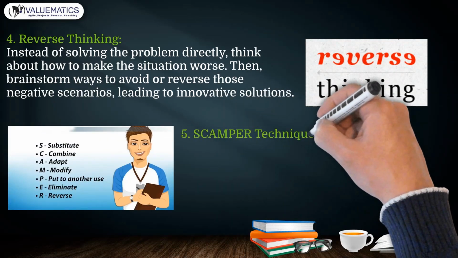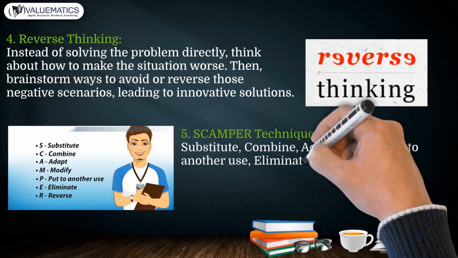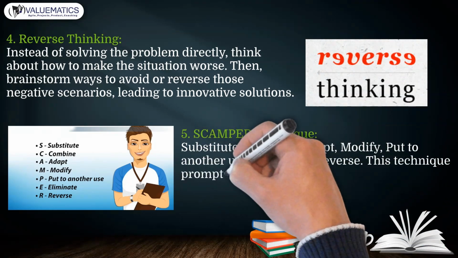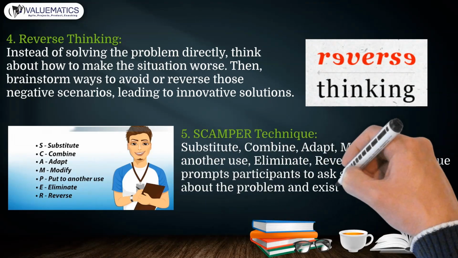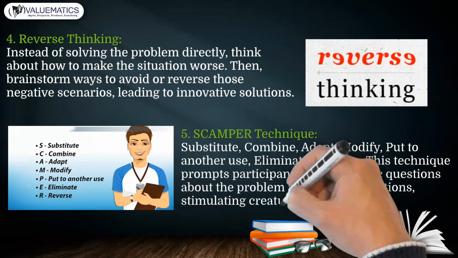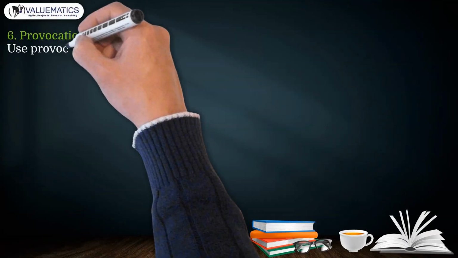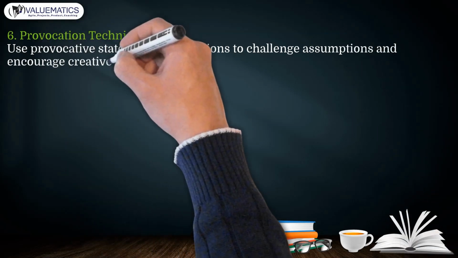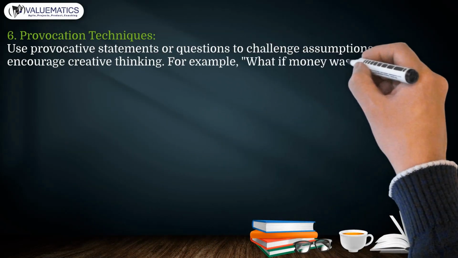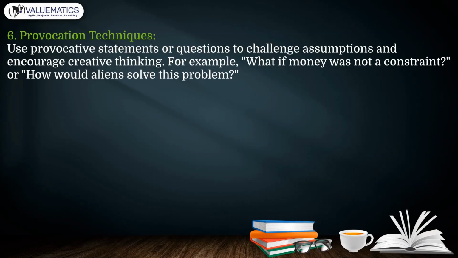5. SCAMPER technique. Substitute, combine, adapt, modify, put to another use, eliminate, reverse. This technique prompts participants to ask specific questions about the problem and existing solutions, stimulating creative thinking. 6. Provocation techniques. Use provocative statements or questions to challenge assumptions and encourage creative thinking. For example, what if money was not a constraint? Or, how would aliens solve this problem?